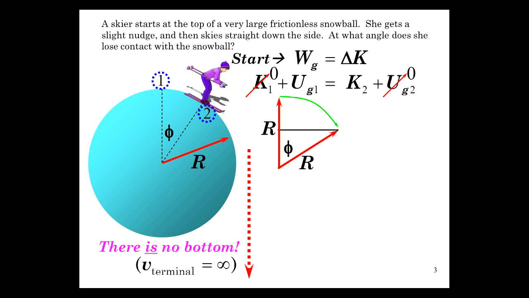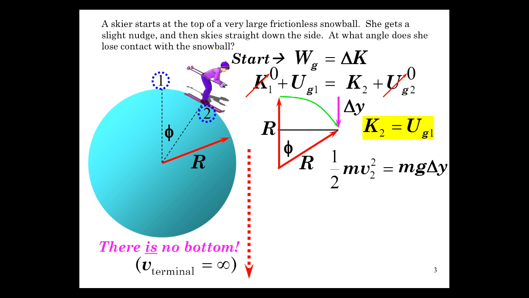So now you can see it. This is the trajectory that we travel along to position 2. So this is our delta y from position 1 to position 2. So K2 equals UG1. Let's expand that. 1/2 m v2 squared, which is the v2 we're looking for, is mg delta y. The m's go away. And we have v squared equals 2g delta y.